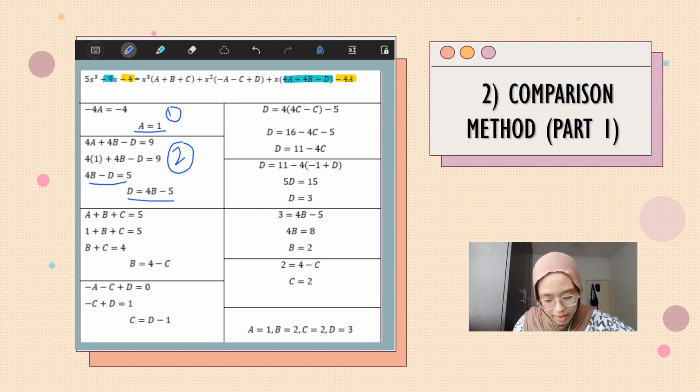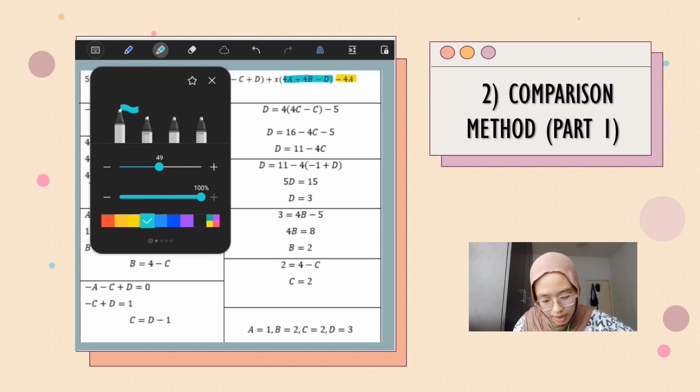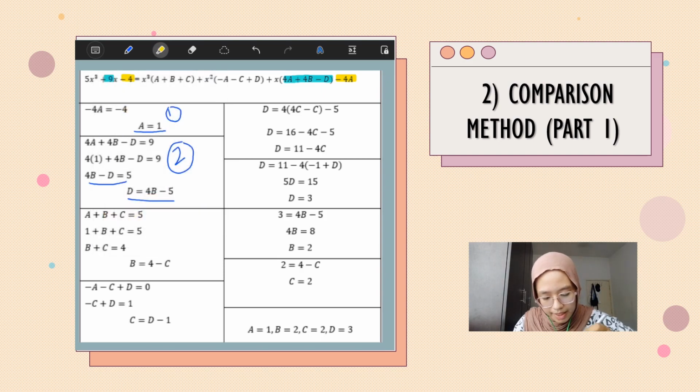The third comparison is I compare a plus b plus c with 5. So, this is the third comparison. And we will get the equation of b plus c equals 4. But I make b the subject. So, it will become b equals 4 minus c.